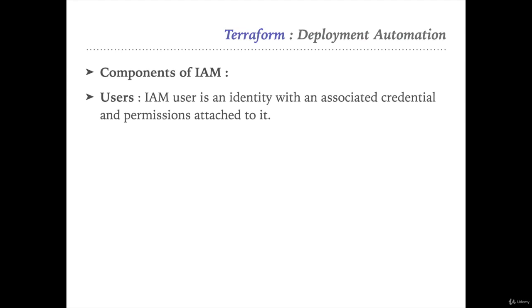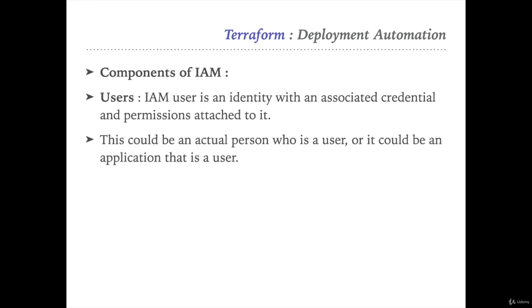So in AWS, we have users. Whenever we are creating users, by default, we need to assign the credential and the permissions to that user. The user could be an actual person, or it could be an application. So for AWS services, a user could be the actual person who is trying to access the resource and performing some actions, or it could be an application as well. Suppose a web application wants to create some DB on the DB service. In that case, the web application is the user for the DB service.